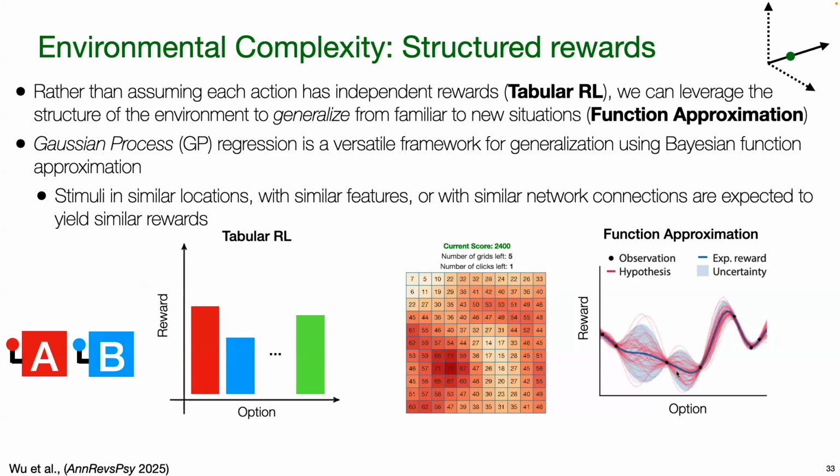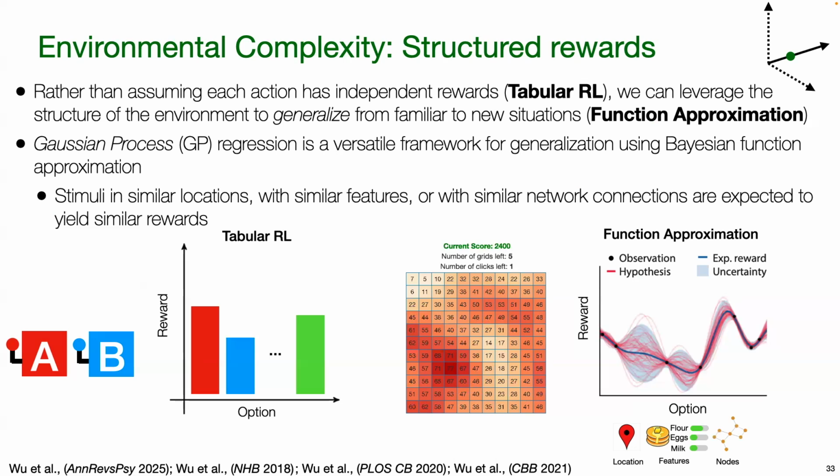Okay. So this can also be applied to a wide range of settings. Not only in spatial situations, assuming that stimuli in similar locations will yield similar rewards. We can also apply this to any types of arbitrary features, right? For instance, trying to come up with new cooking recipes where similar combinations of ingredients are typically going to yield similar flavors. And we can even apply this to network connections as well, right? Where maybe your friends in your social network that are connected to each other are more likely to have the same tastes in music or cinema or in art.